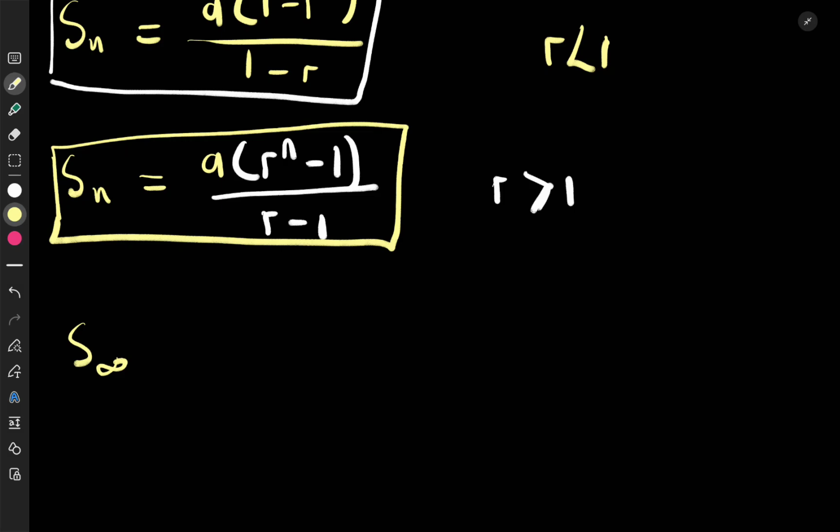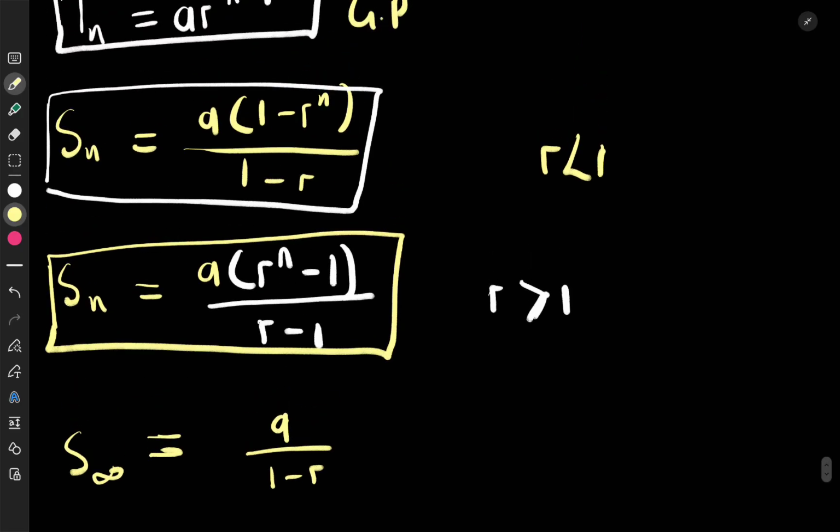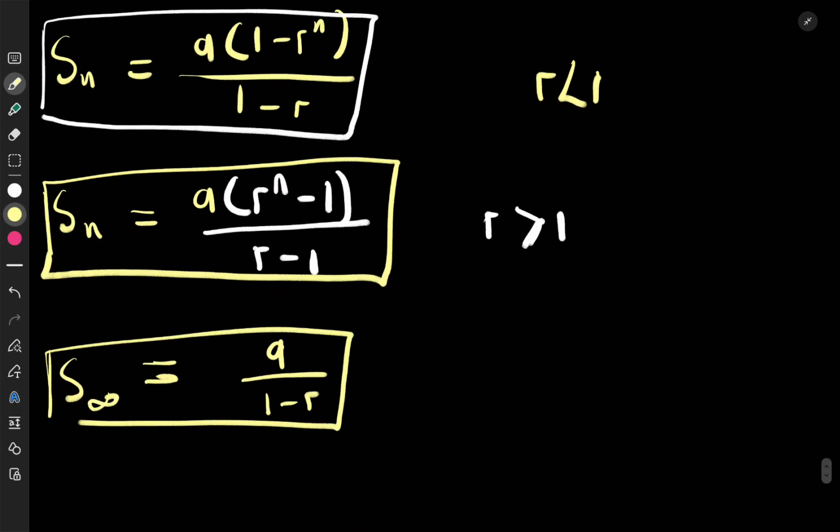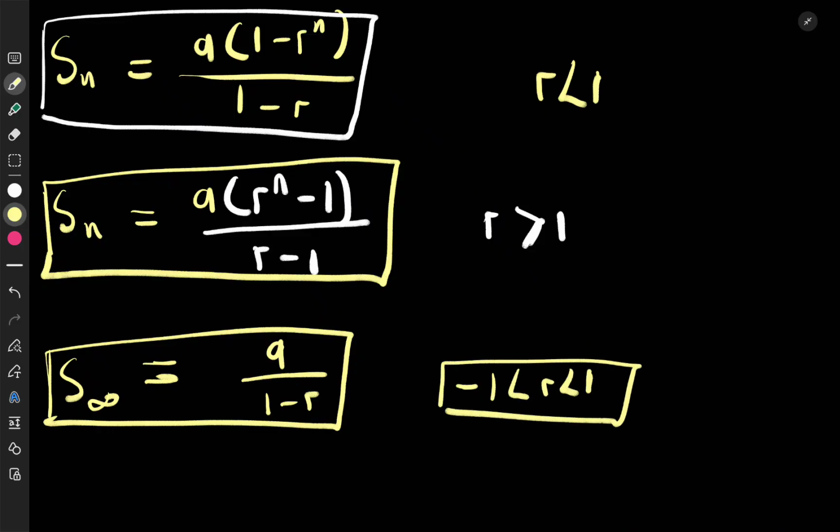If you want to see the video on why we call it the sum to infinity, you can check one of the videos. And here we'll say the sum to infinity is just going to be a over 1 minus r. Why do we say 1 minus r? Because r will be less than 1. But this r to the n minus 1, or 1 minus r to the n, is no longer there. So it's just a over 1 minus r. This is when r is from -1 to 1, which means it's a fraction, negative or positive, but a normal one.